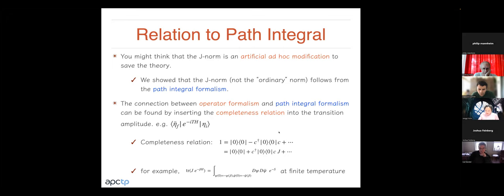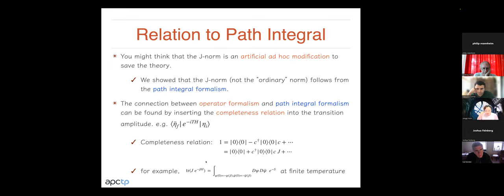Because of this negative norm, or anti-commutation of C, the completeness relation should have this minus here. Or you can absorb it into here, or rewrite it by inserting J. And then you insert this completeness relation into each time slice, and you work it out. In the end, you will realize that this path integral is consistent with the operator formalism on the left hand side with the insertion of J.